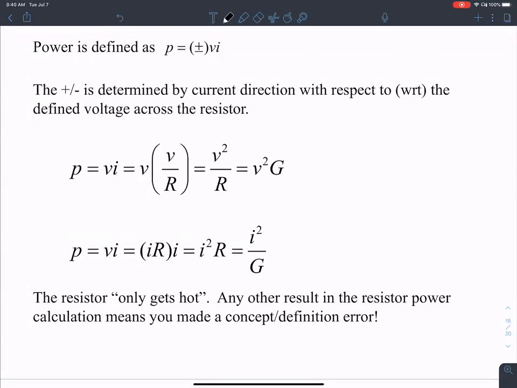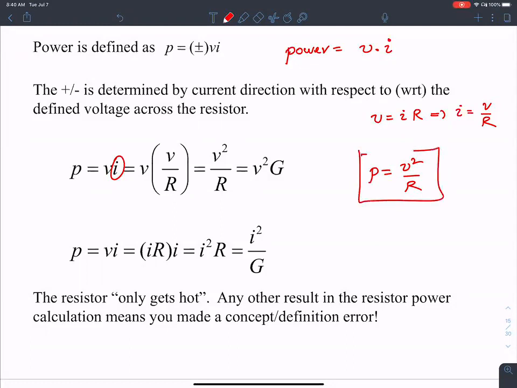Let's revisit the idea of power. Earlier we defined it to be voltage times current, V times I. If it was positive, we called it absorbing. If it was negative, we called it delivering power. Now we can rearrange using Ohm's law. V equals IR implies I equals V over R. So I plug in V over R for I, getting power as V squared by R. This is one of the popular forms of calculating power through a resistance.